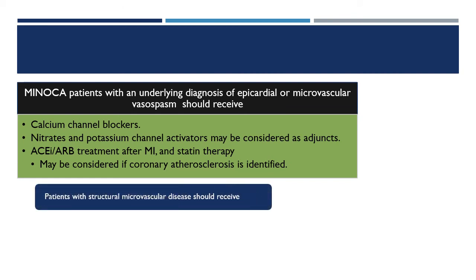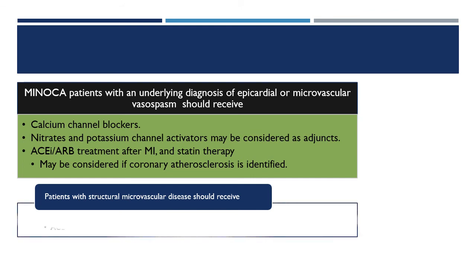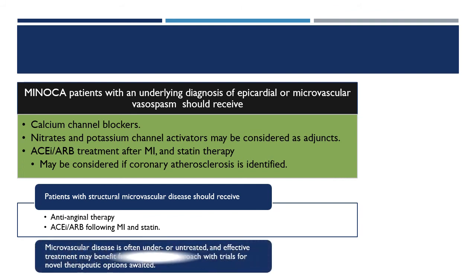Patients with structural microvascular disease should receive anti-anginal therapy, either beta blockers, calcium channel blockers, or nitrates, ACE inhibitors, ARBs following MI, and statin. Microvascular disease is often under or untreated, and effective treatment may benefit from a stratified approach, with trials for novel therapeutic options awaited.